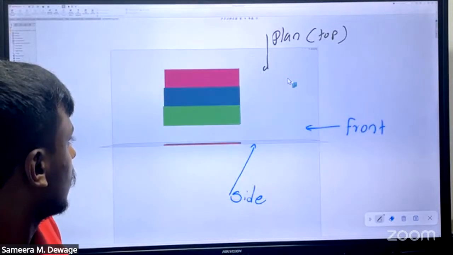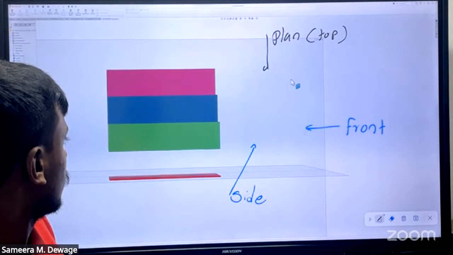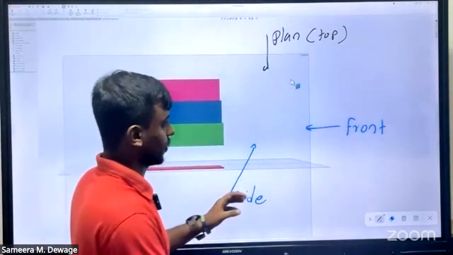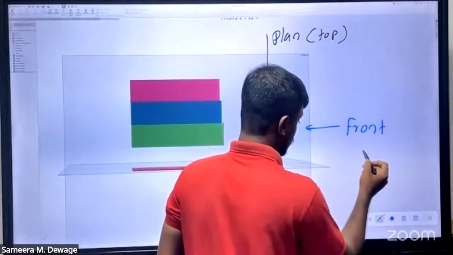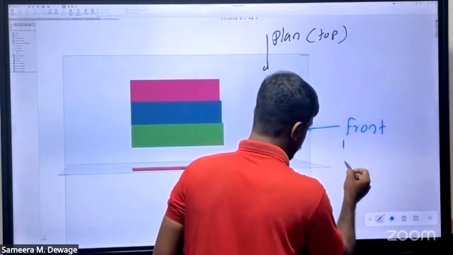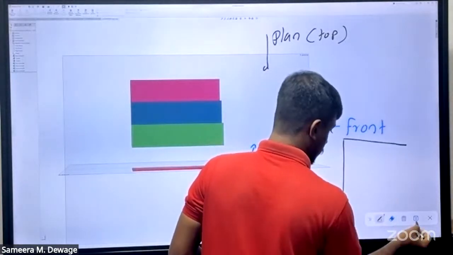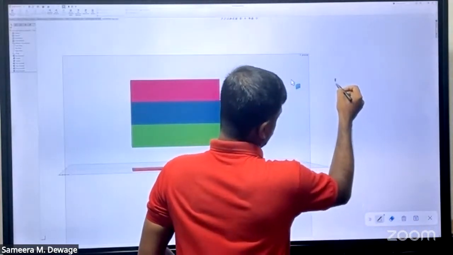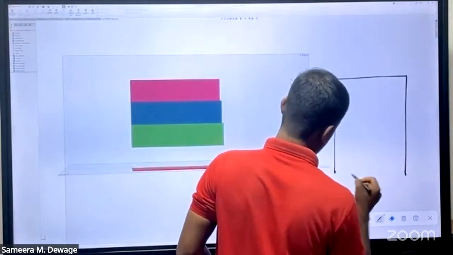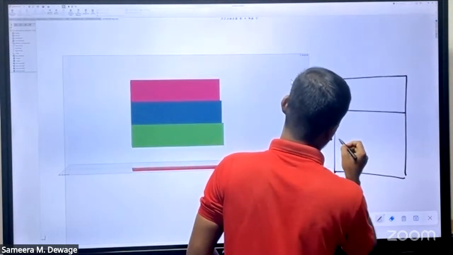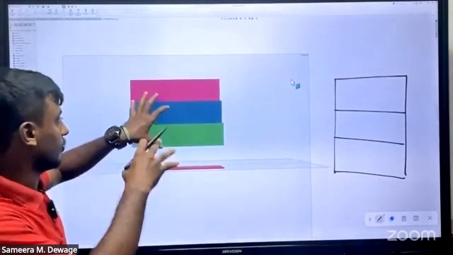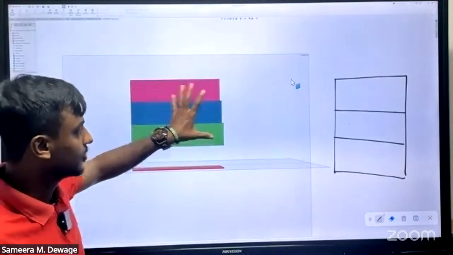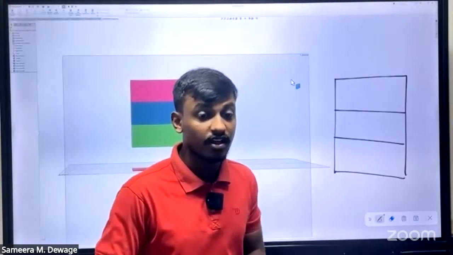If you look at it from the front, you can observe this kind of square shape, right? Okay. This is the kind of image you see, isn't it? If you look at the object perpendicularly from the front direction, you can observe this kind of square shape image.